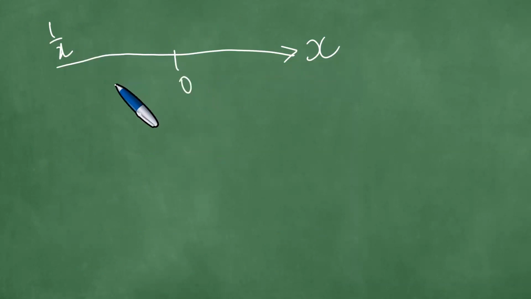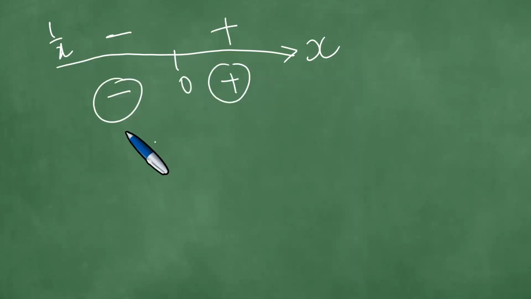Now you want to find the sign of one over x. When x is less than zero, pick a random number smaller than zero, maybe minus two, and put it in the place of x. It will be one over minus two, and the result is negative. Bigger than zero, maybe two, one over two is positive. We're interested in the parts where one over x is negative. This is true only when x is less than zero, on the negative part of the real line.